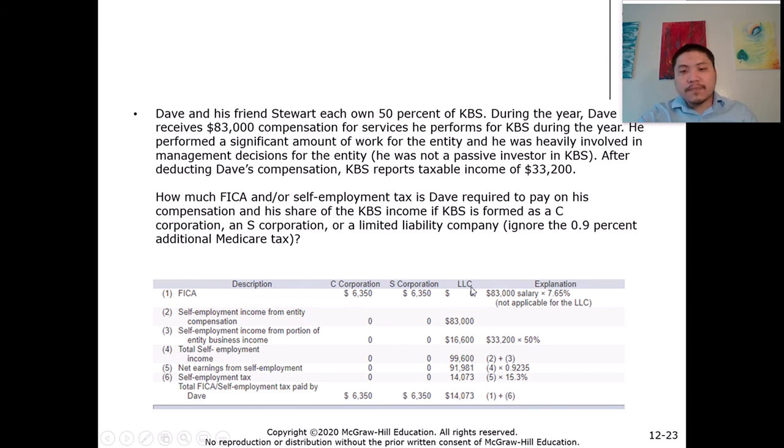But in the case when the firm is an LLC, the firm doesn't pay the employer FICA tax portion anymore. So now the business owner has to pay both the employer portion and the employee portion. So that's why in here, FICA we haven't talked about it yet.